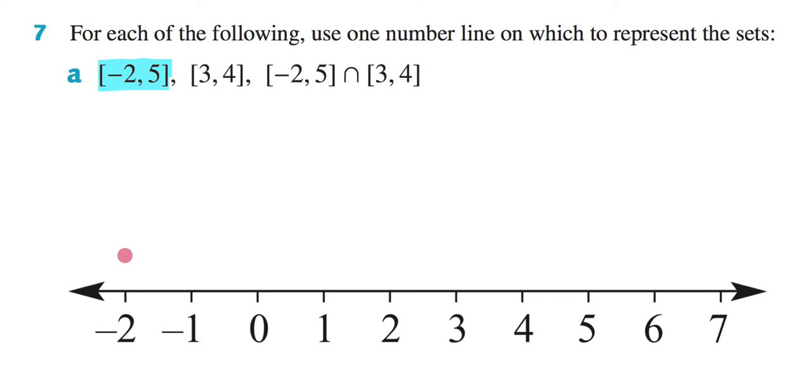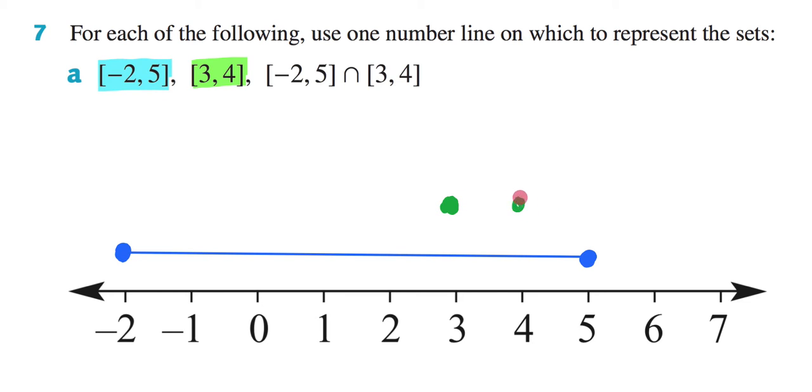So I'm going to come to -2 and put in a filled in circle. I'm going to come to 5 and put a filled in circle. Then I'm going to get a line and connect them together. Then I'm going to come to my next set, which is 3 to 4, which again has 2 square brackets. So that means I'm going to have 2 filled in circles. So I'm going to have one here and one here and a line between them.